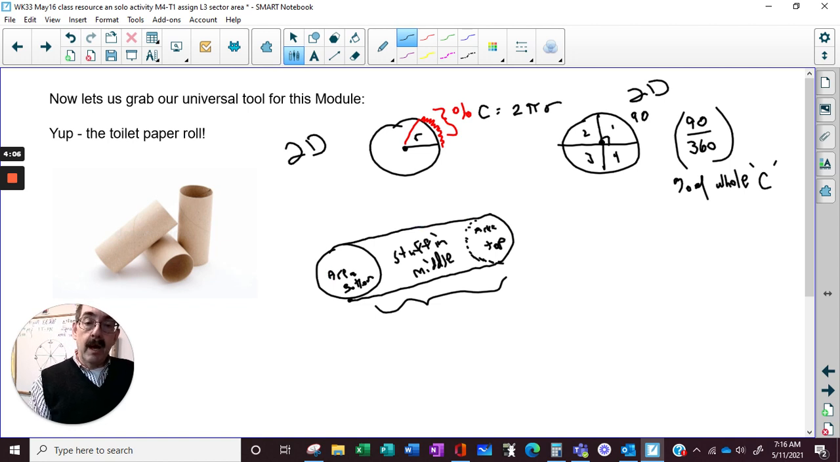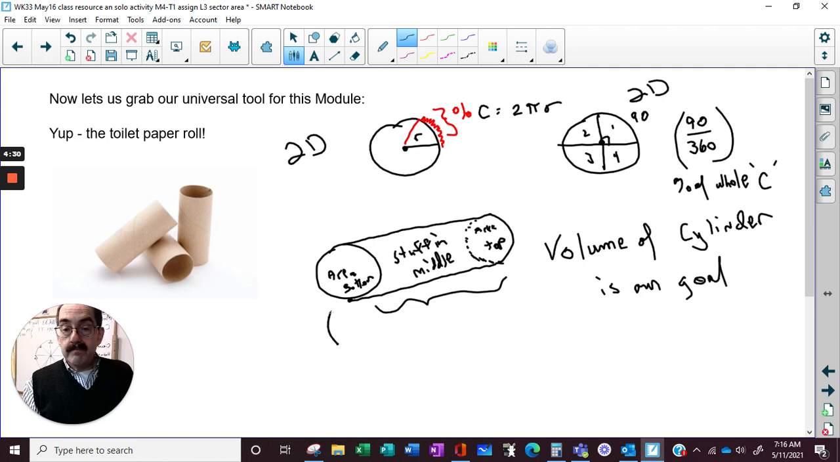So, thinking of the volume, okay? The volume. That's where we're headed. The volume of a cylinder is our goal.